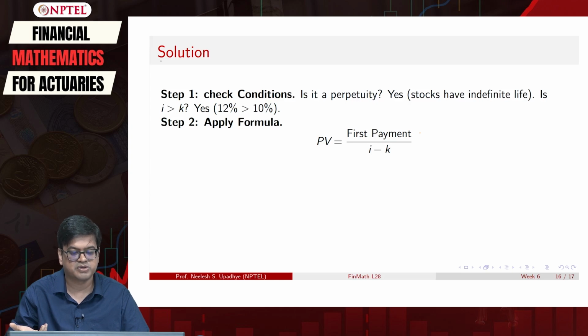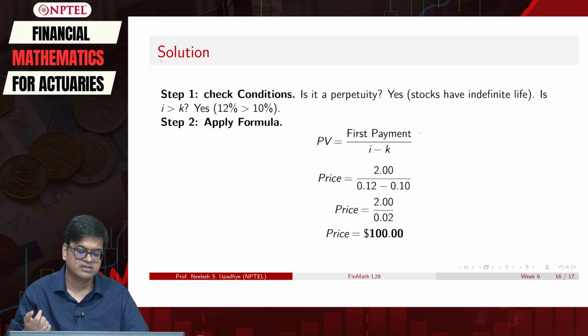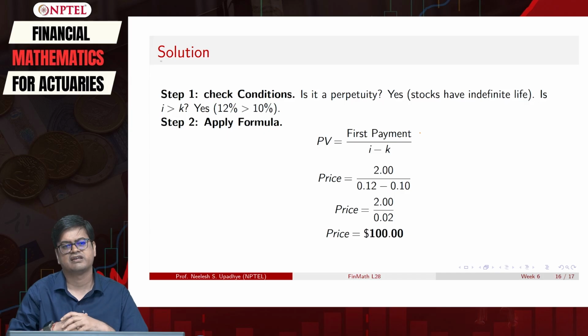So what is the first payment? It is $2 upon 0.12 minus 0.10, which gives 0.02, and that gives the fair price of this stock as $100. Now that we have done active learning, it is time to summarize what we have learned so far.